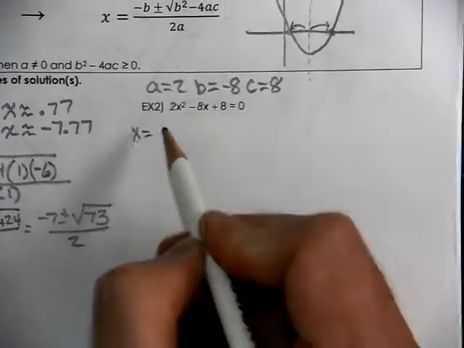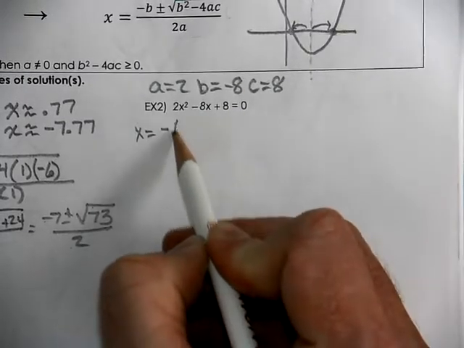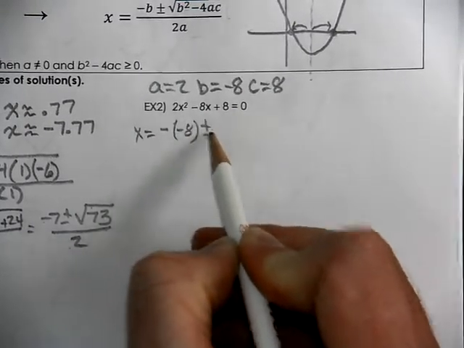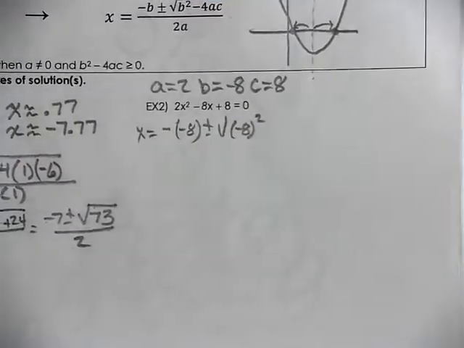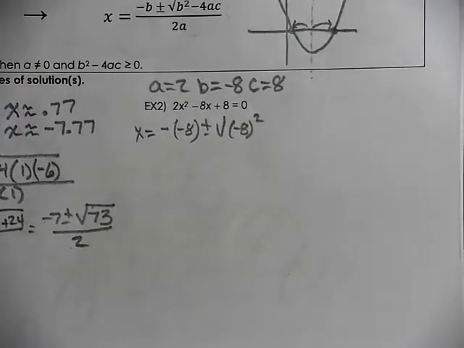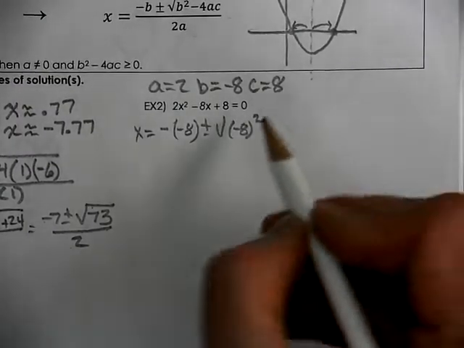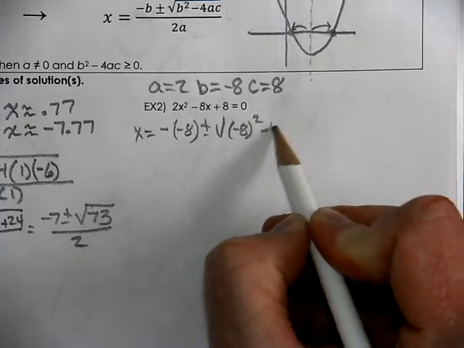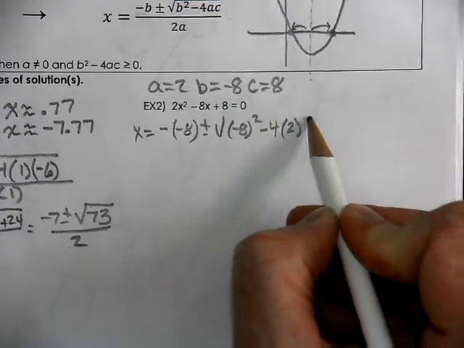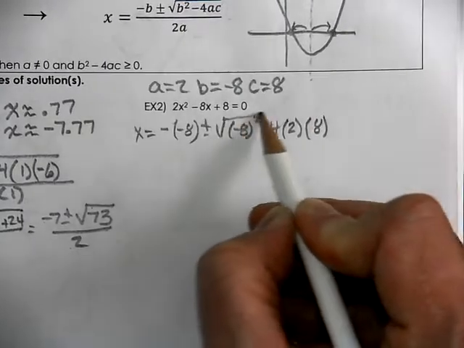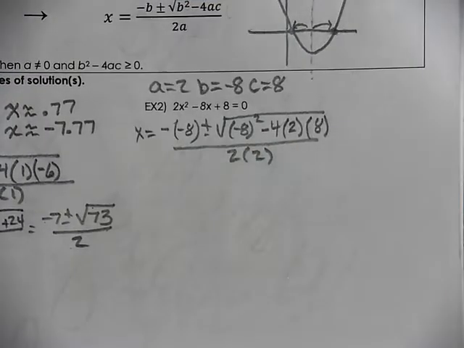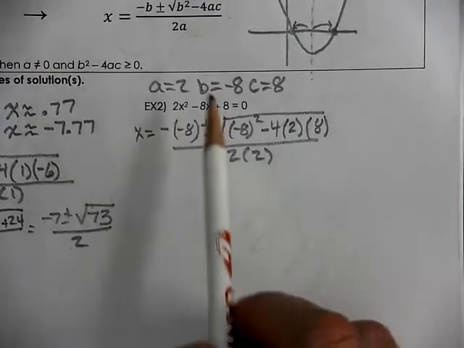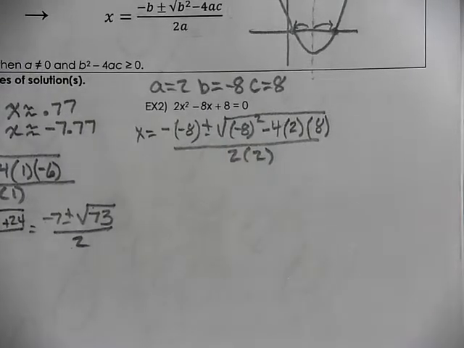So our x value is going to be the opposite of the b. So it's the opposite of negative 8, plus or minus the square root of b squared. Now notice here, you have to use parentheses around the negative. Minus 4ac, all over 2a. So you've got to use your first step, and that is to plug in all your numbers into the quadratic formula. That's step number one.